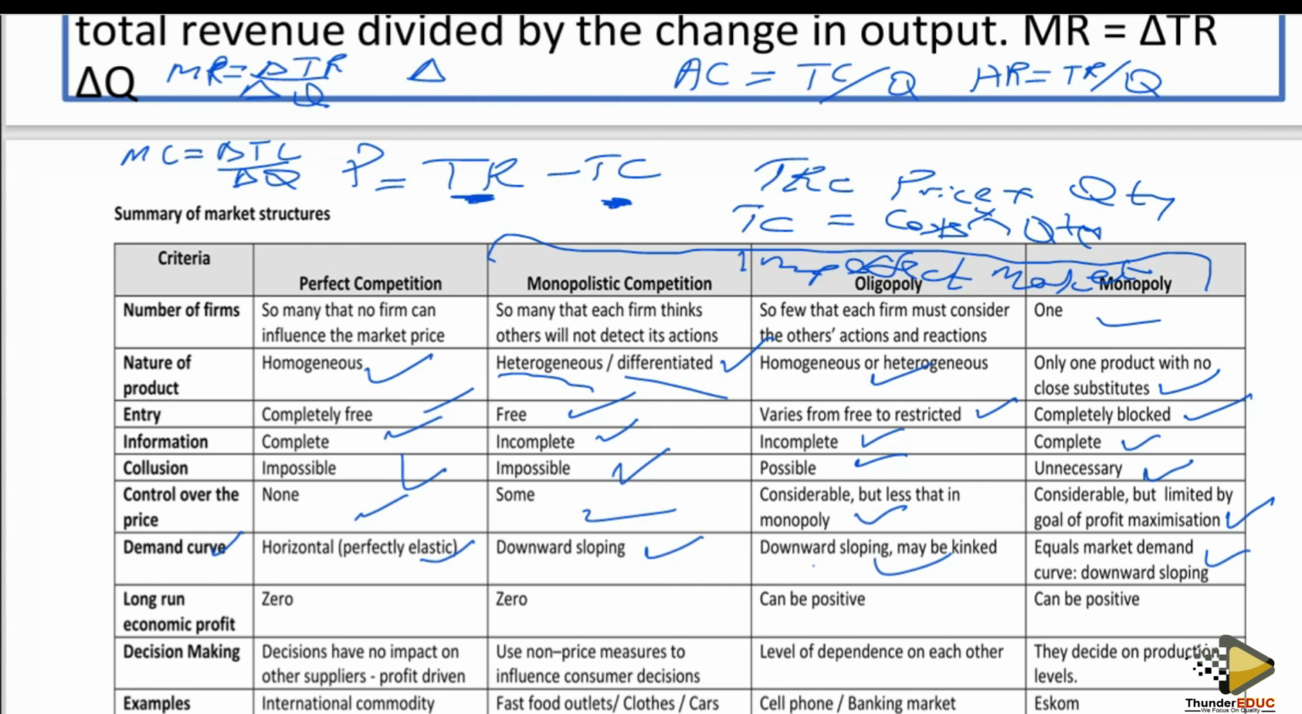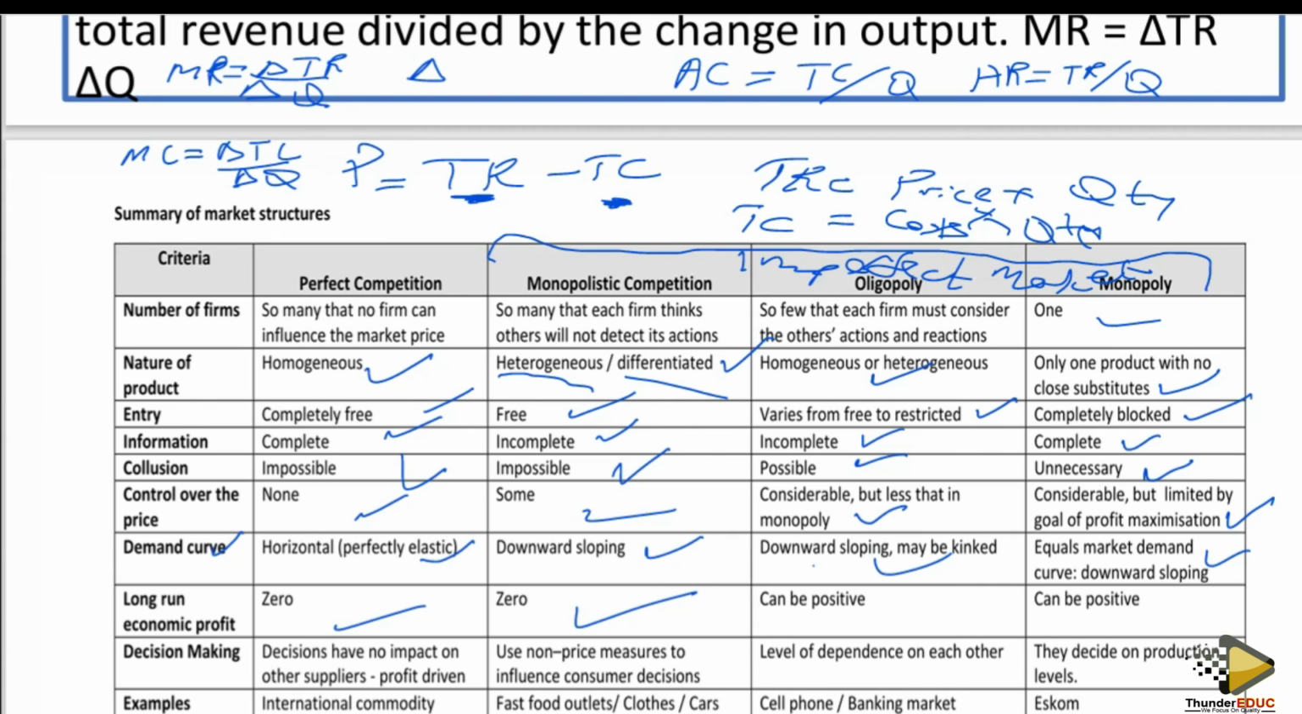So now we have long run economic profit. Under fair competition, long run economic profit is zero. What does it mean? It means that in the long run, a lot of businesses will have joined the market, so they are going to share those customers. They are no longer going to make that much huge profit.